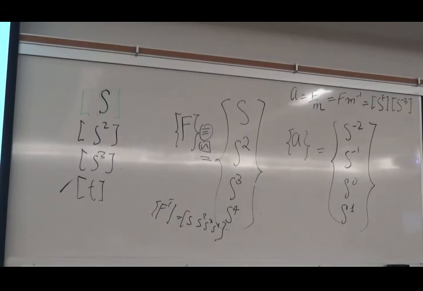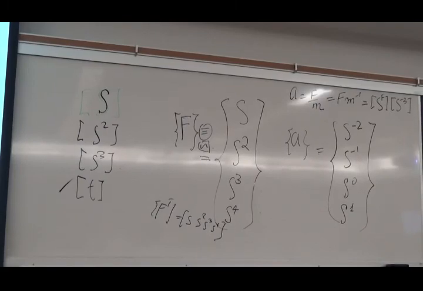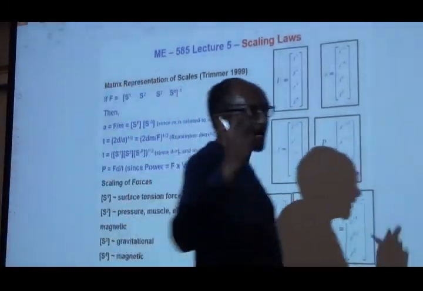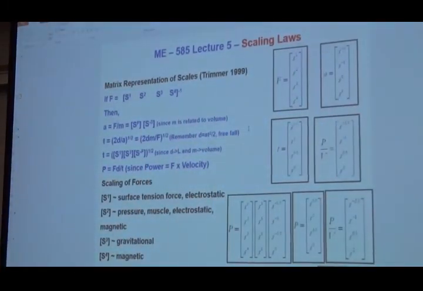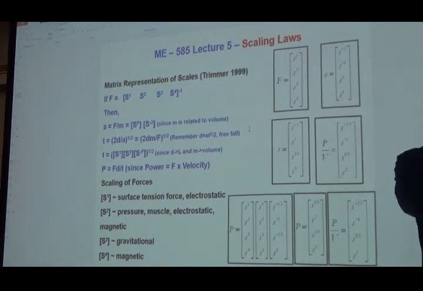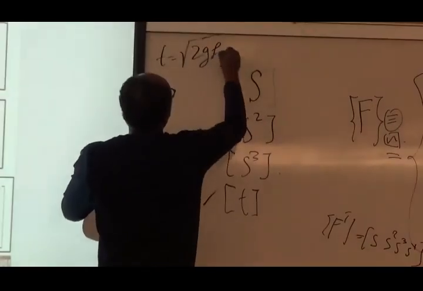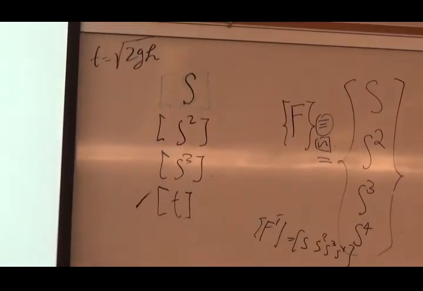Okay, now, let's look at time. How does time scale with length? So if you're dropping stuff, remember in high school, a ball thrown freely from a certain height, how long will it take? T is equal to square root of 2gh, if I remember correctly. Yeah, there it is. So time, 2 times g times the height, take the square root of that, then that gives you height, right?